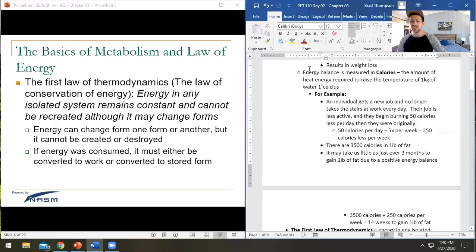So let's look at an example of energy balance here. Let's say an individual gets a new job, and so they no longer are taking the stairs every day.